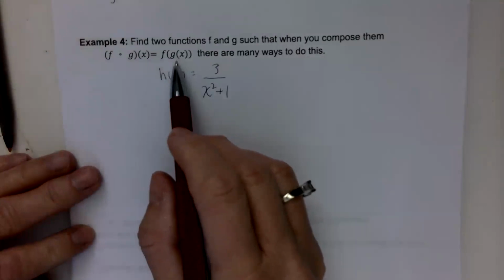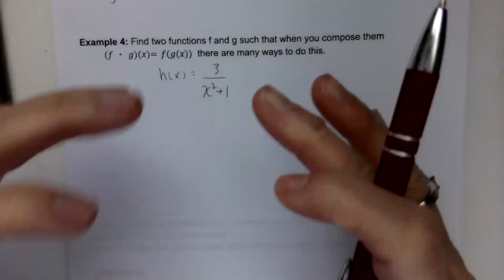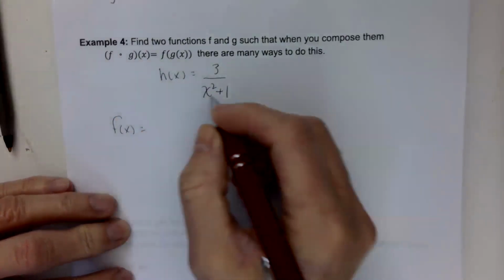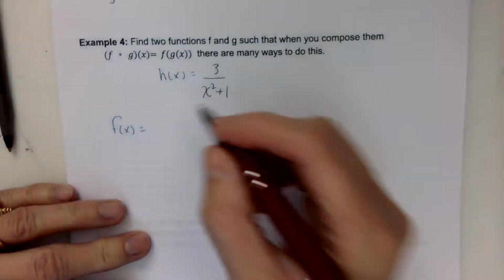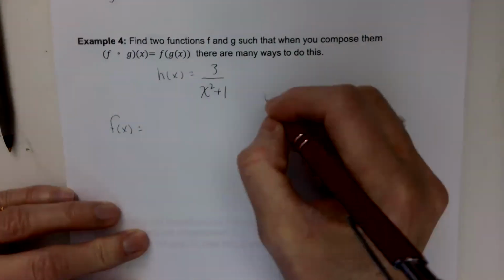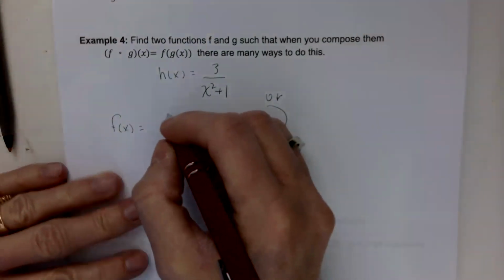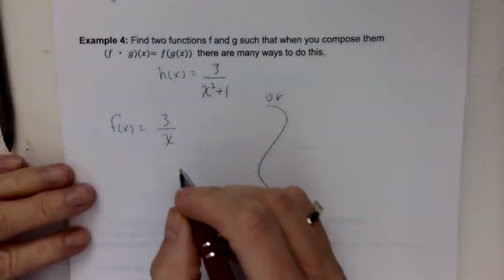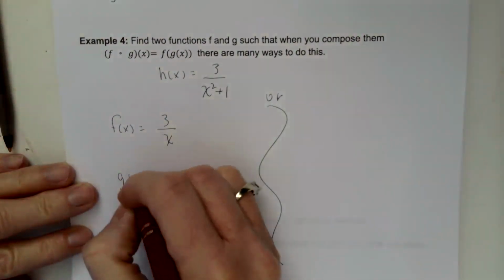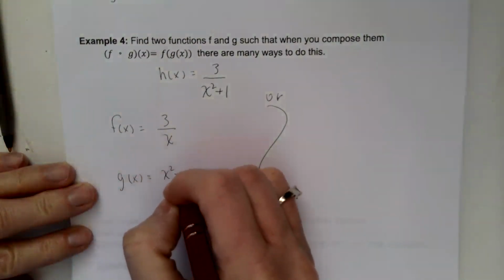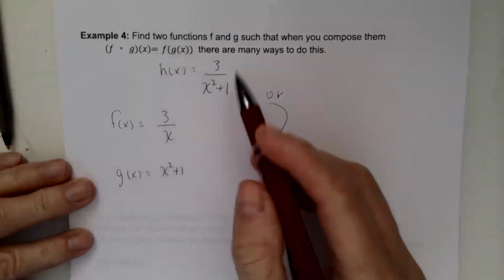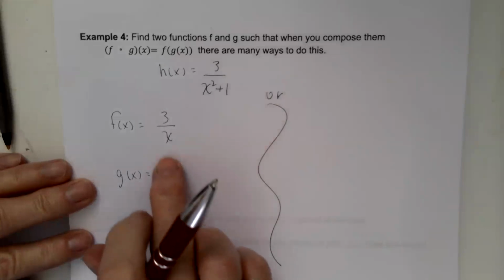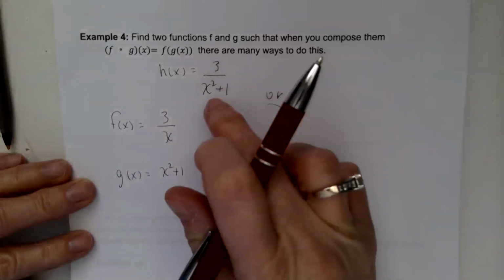I'm going to have a function g of x that's going to go inside the outer shell of f of x. Let's let f of x be, and I'm going to give you two options, the function 3 over x. And then g of x is going to be x squared plus 1. So this is my outer function, and when I plug x squared plus 1 in for x, it is actually 3 over x squared plus 1.